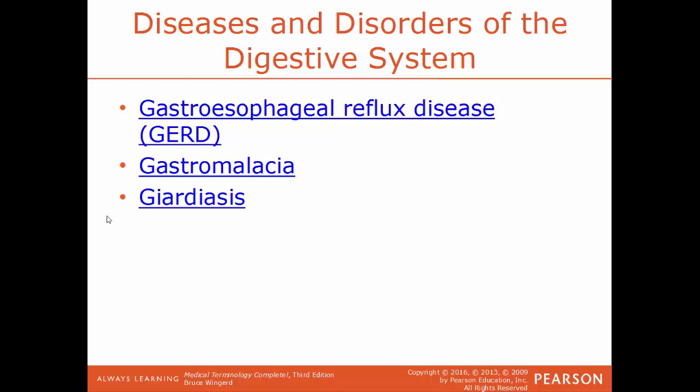So our next term, gastromalacia. This is the softening of the walls of the stomach. And our last term here, giardiasis. This is a reference to an infection of the intestines by a particular type of protozoan, and that infection will lead to diarrhea and abdominal cramps and bloating. It's usually found in areas that have very poor sanitation or unsafe water.